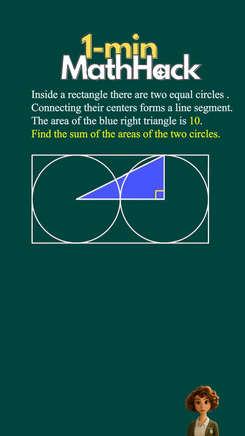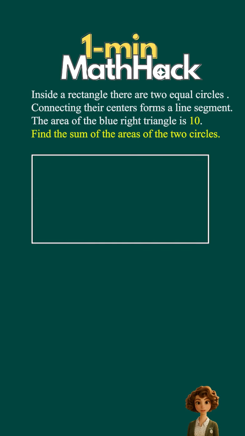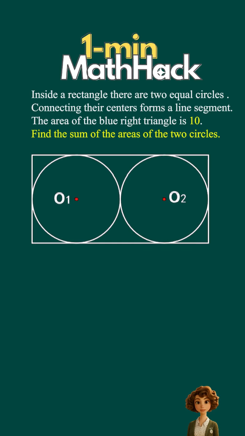The blue area equals 10, find the sum of the areas of the two circles. As shown in the figure, inside a rectangle there are two equal circles. Connecting their centers forms a line segment. The area of the blue right triangle is 10. Find the sum of the areas of the two circles.